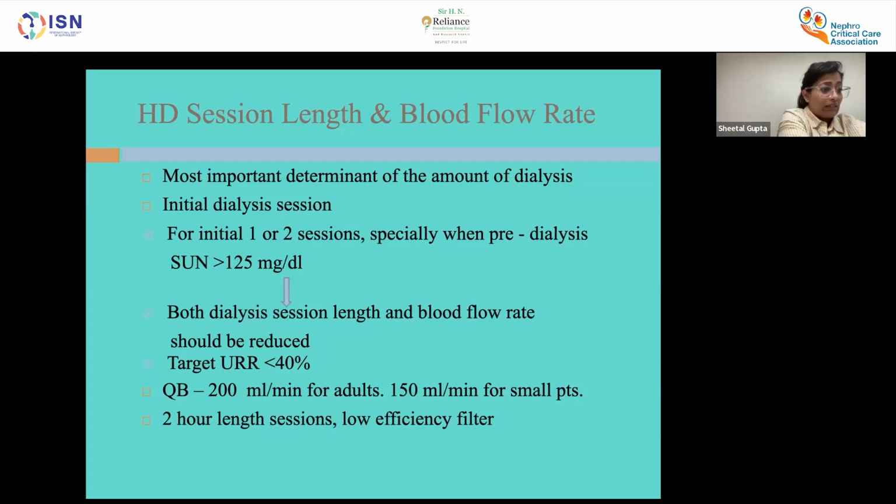So for the initial 1 or 2 sessions, the target urea reduction ratio should be less than 40%. And generally, the standard blood flow for dialysis is 200 ml per minute for adults, and for smaller patients, it is 150 ml per minute. Generally, the initial dialysis should be done for 2-hour sessions using a low efficiency filter.